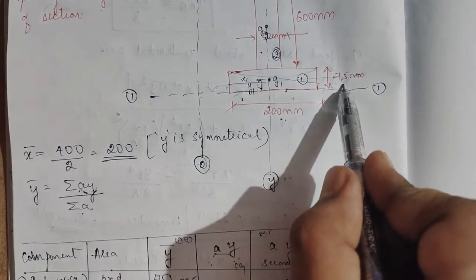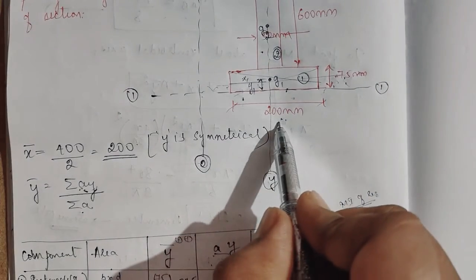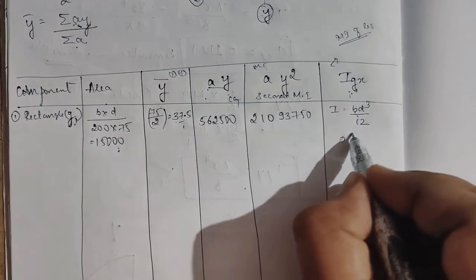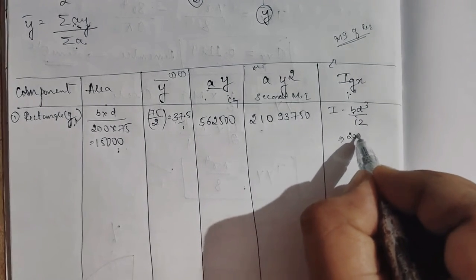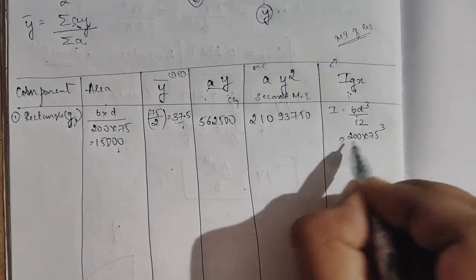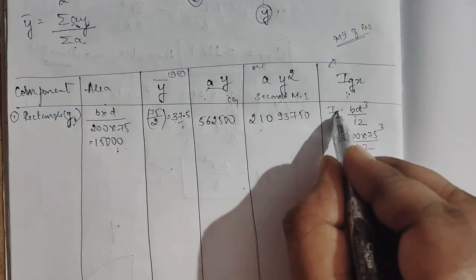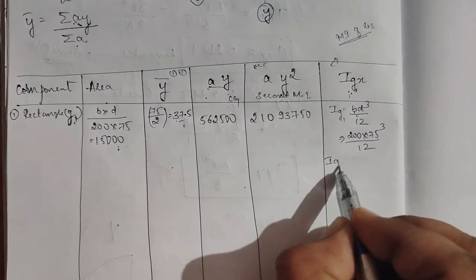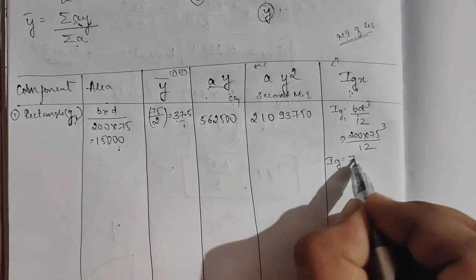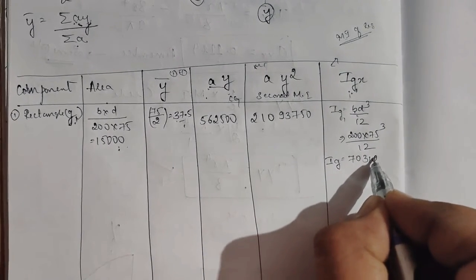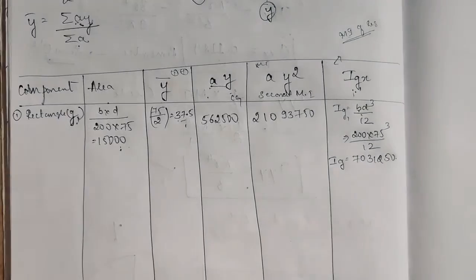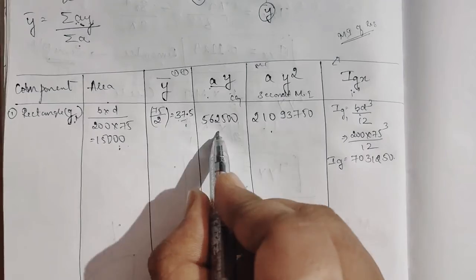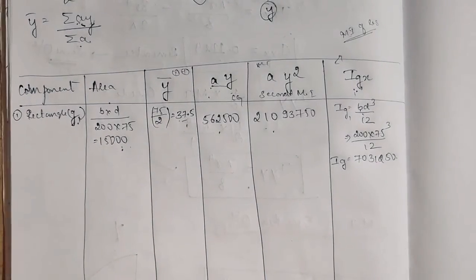75, so 75 becomes the cube. 200 becomes B. So here B is 200 into 75 whole cube divided by 12. This is the centroidal moment of inertia about the xx axis. So Ig value is equal to 7031250. So Ig value, ay square, moment of inertia, ay, y area. So this is how we do.